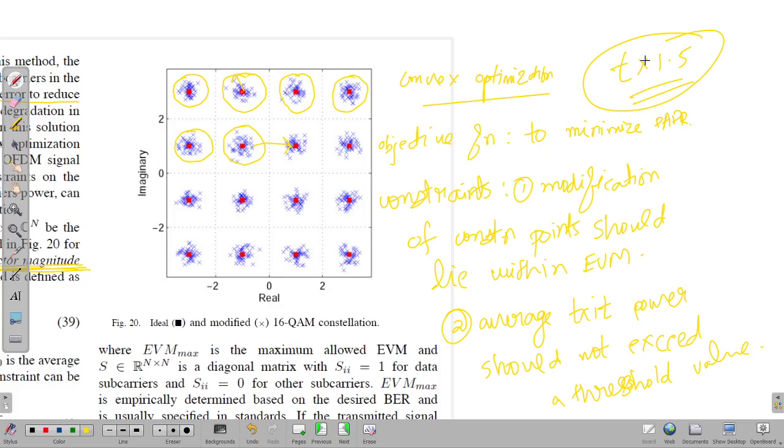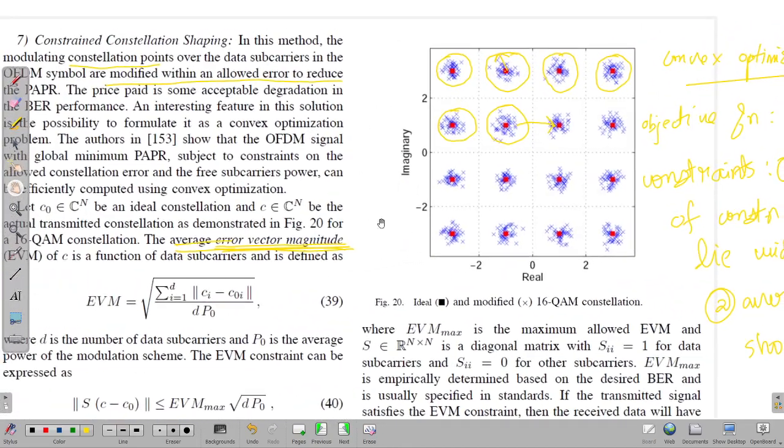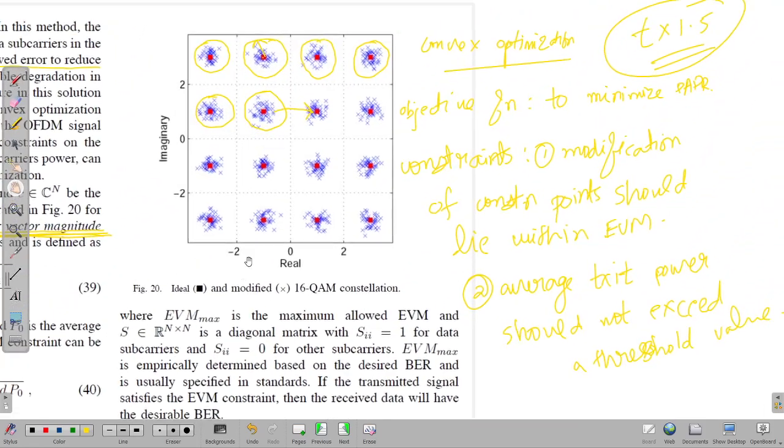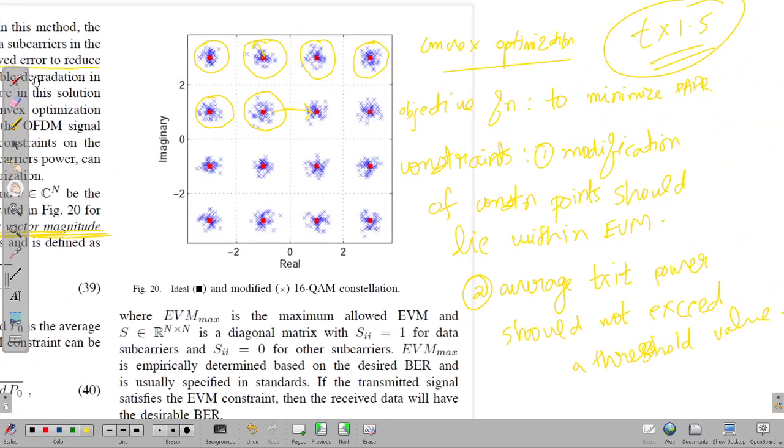So there is the need of an optimizer. There is an objective function and there are constraints. Within the constraints, these constellation points are able to change their value. That is the idea of constrained constellation shaping. The constellation is being shaped, but the shaping is with respect to the constraints that we apply there. And the constellation points should lie within the error vector magnitude.